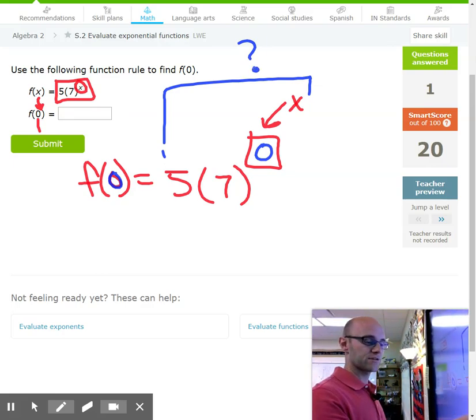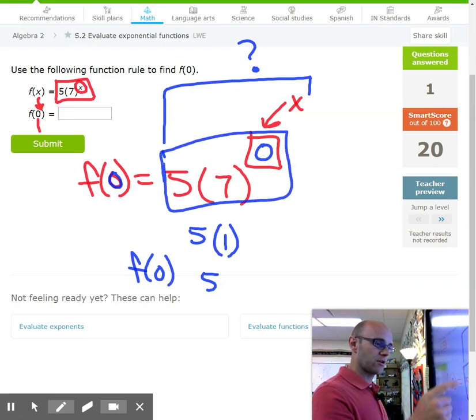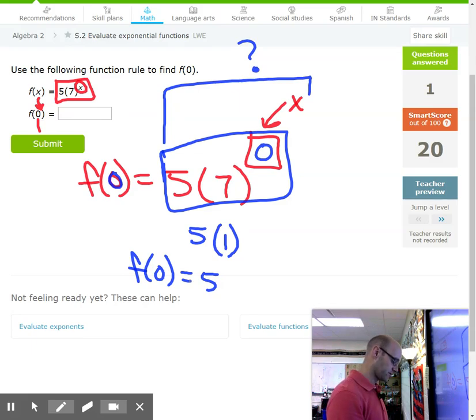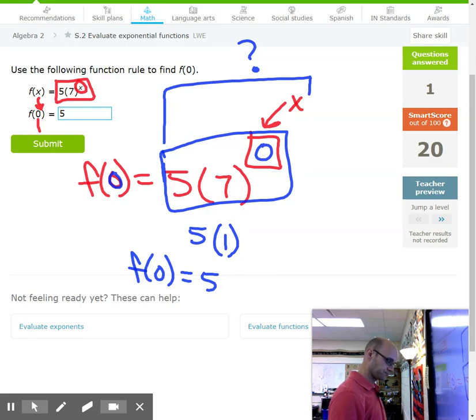Anything to the 0 power is actually 1, so then we have 5 times 1, which is just going to be 5. So we can say that when you take the function, which is this thing over here, and you plug in a 0 for x, it ends up shooting out a 5. That would be our answer there. Let's type it in and see if we can find a little bit harder problem.